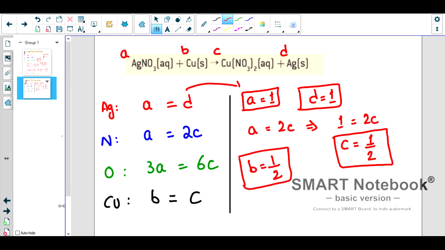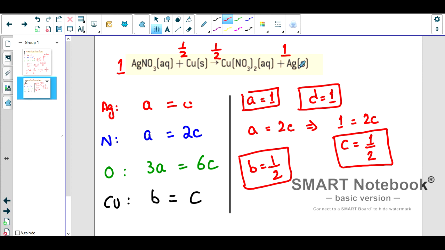So if you put here in the question, you will see that your equation is balanced. Let's try here. If I replace their values, here it is 1, we calculated. B is half. Okay, C is again half, and D is again 1. So this equation is balanced now.